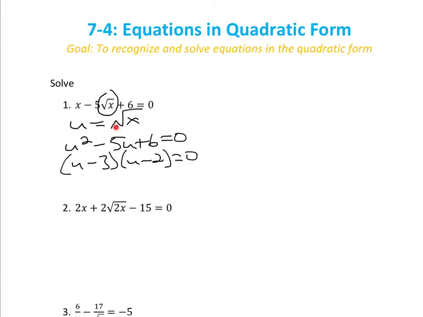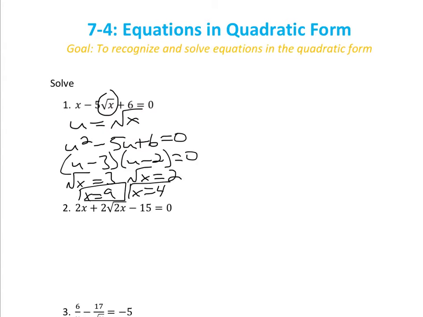Once that's done, we can pick up our original variable and plug it back in, because remember, we don't want to solve for u, we want to solve for x. So as quickly as you can, get that x back in there. We've got two possible answers: root x equals 3, or root x equals 2. So x equals 9, or x equals 4.